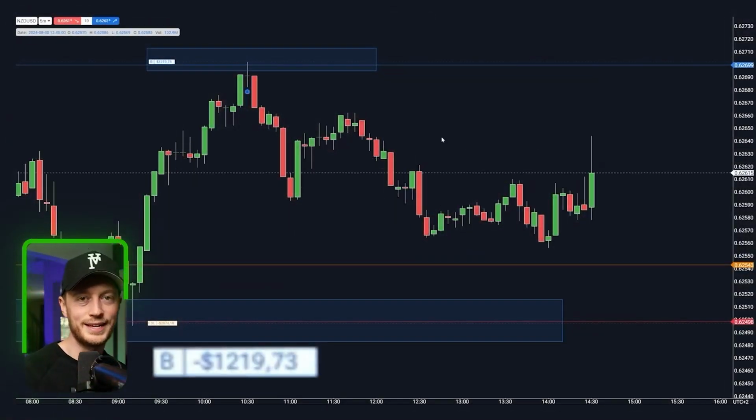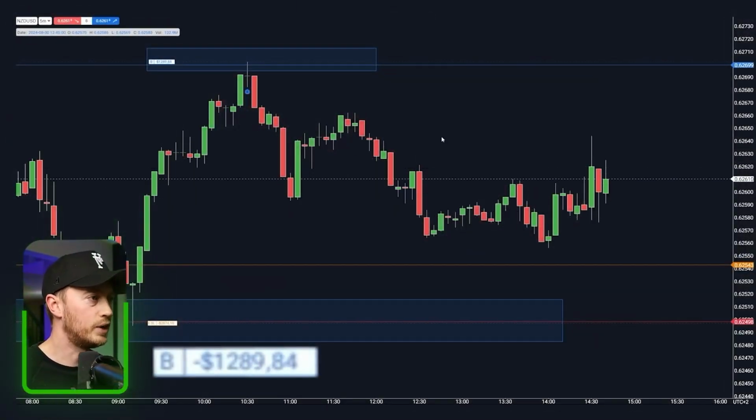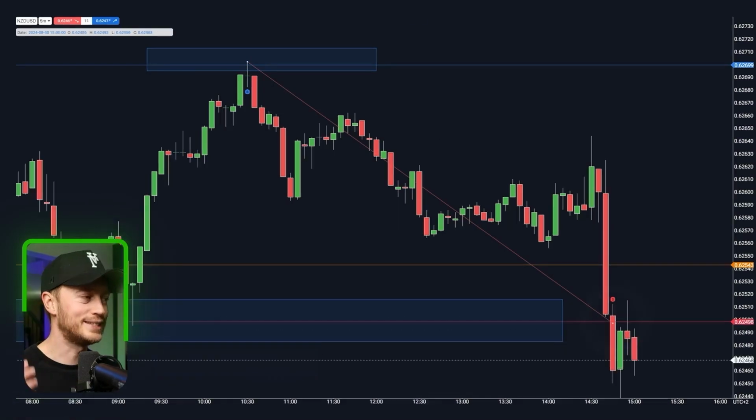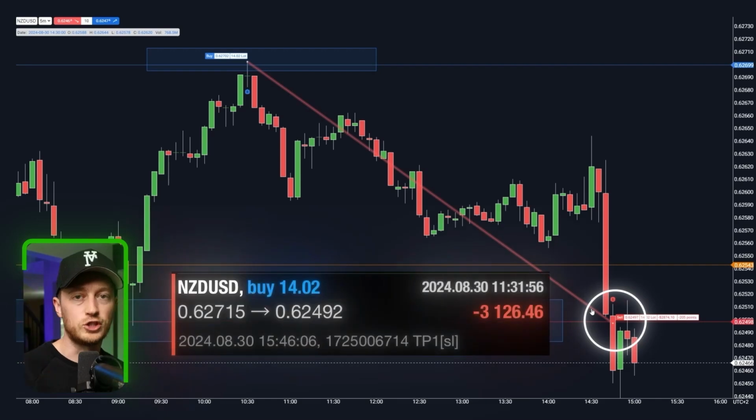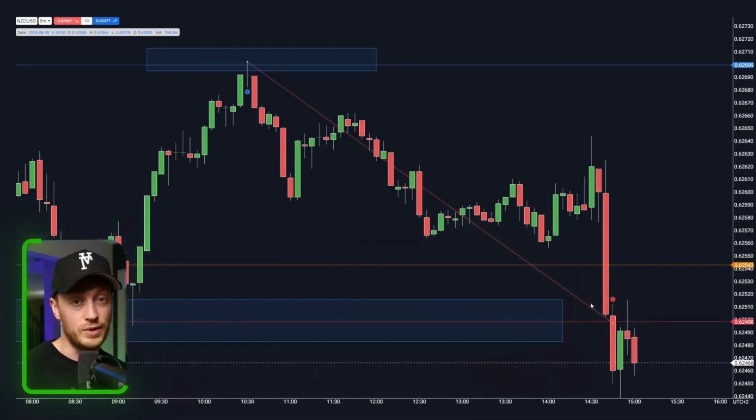As this trade continues to play out, minus around $1,100, $1,200, you could see it smashes my stop loss right here, knocks me out of the trade for about $3,000, making a very upset VIP trading room.